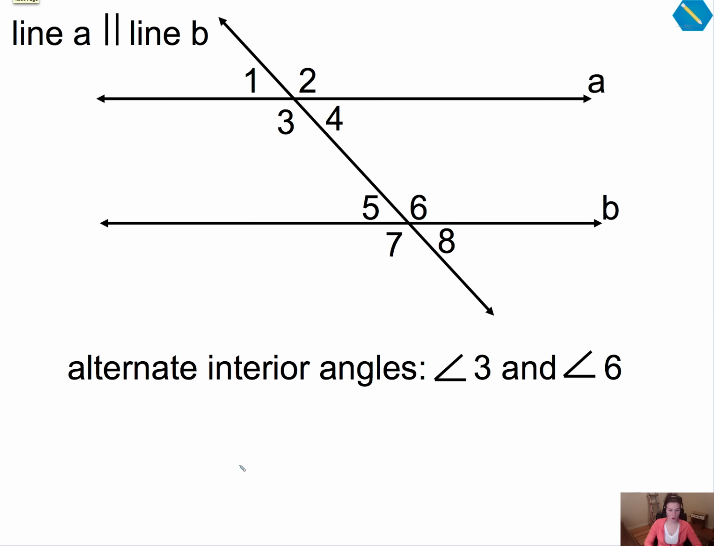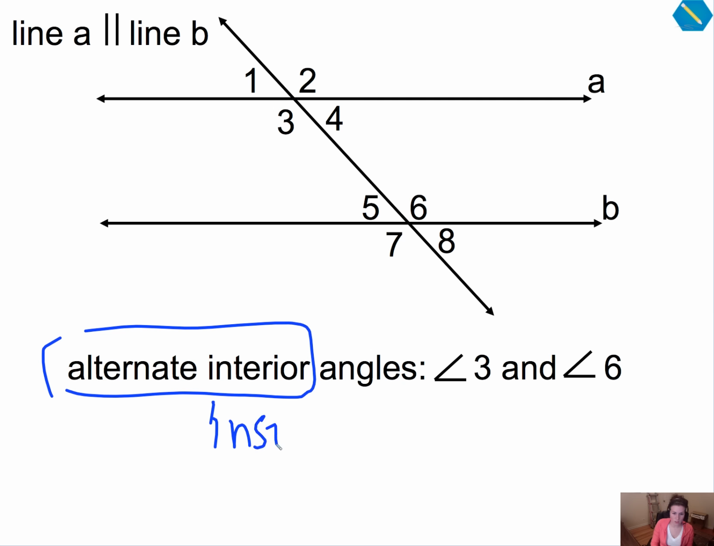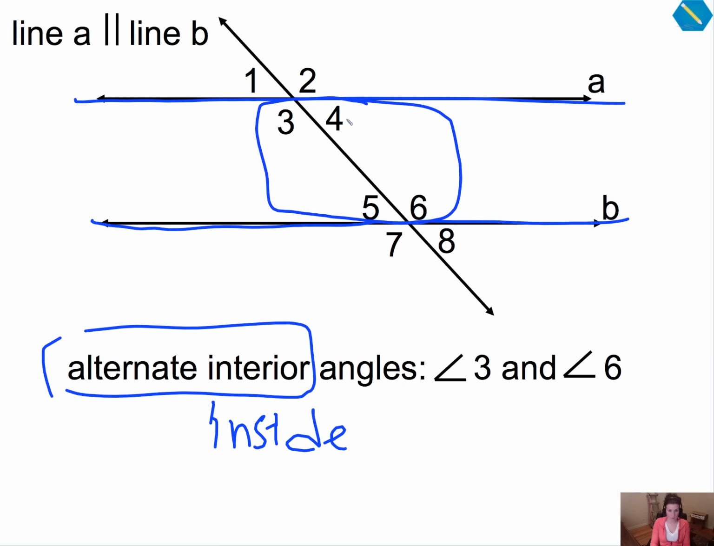All right, now we'll talk about alternate interior angles. Alternate interior, let's break that apart. First of all, interior means inside. Well, what inside are we looking at? We are taking our 2 parallel lines and considering everything between those 2 parallel lines as the interior, the inside. So we're looking specifically at angle 3, 4, 5, and 6, okay?